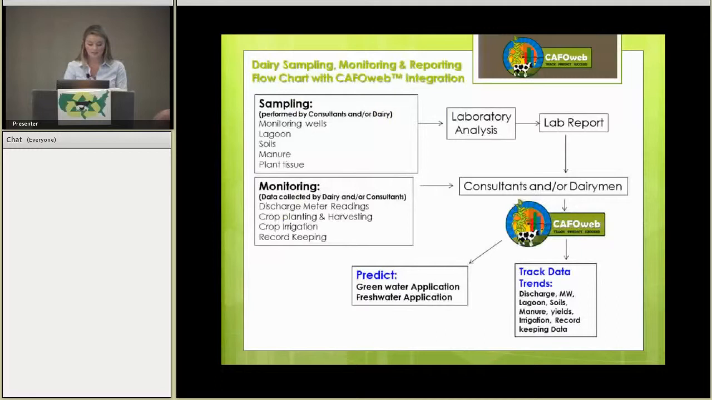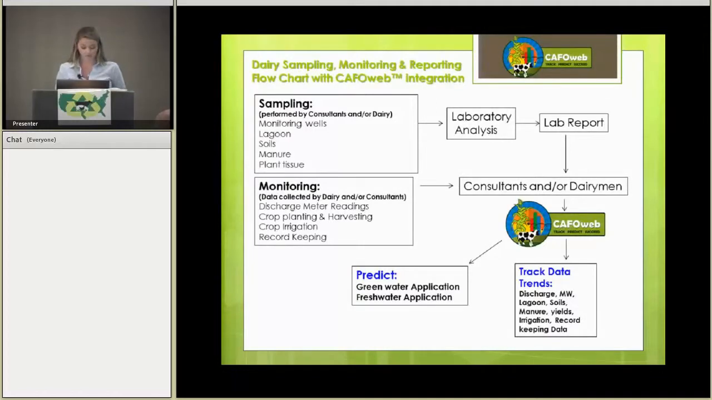Currently, the data is collected from sampling and monitoring and goes into a report that is sent to the dairy farmer. From there, the report is almost impossible to analyze and ends up, where do those reports end up? Probably in a filing cabinet, and most of the time never looked at again.